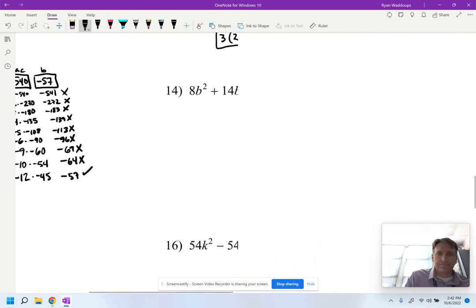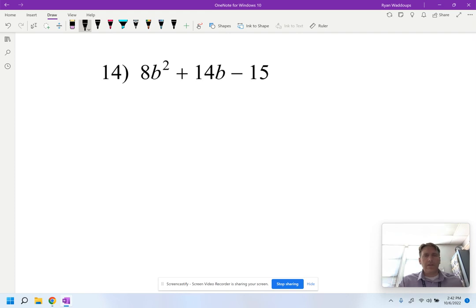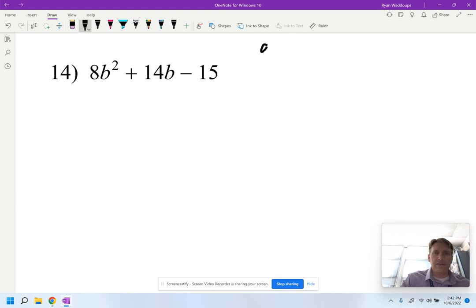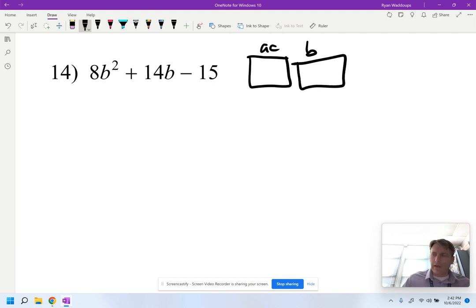Number 14. 8b squared plus 14b minus 15. They don't have a common factor, so we're just going to go straight to our AC and our B. Our AC is 8 times negative 15, so it's going to be negative 120. And our B is positive 14. So this time we're going to have a positive number and a negative number, and the larger of those two is going to be positive.